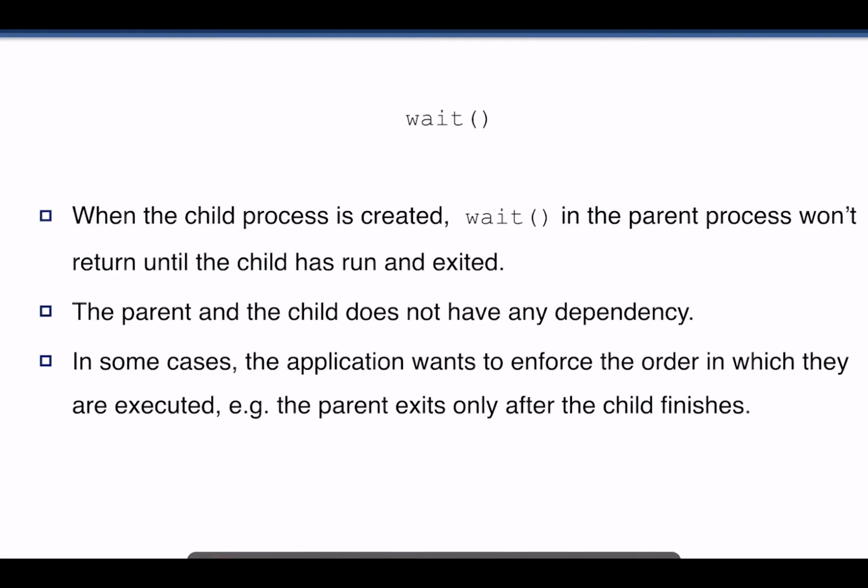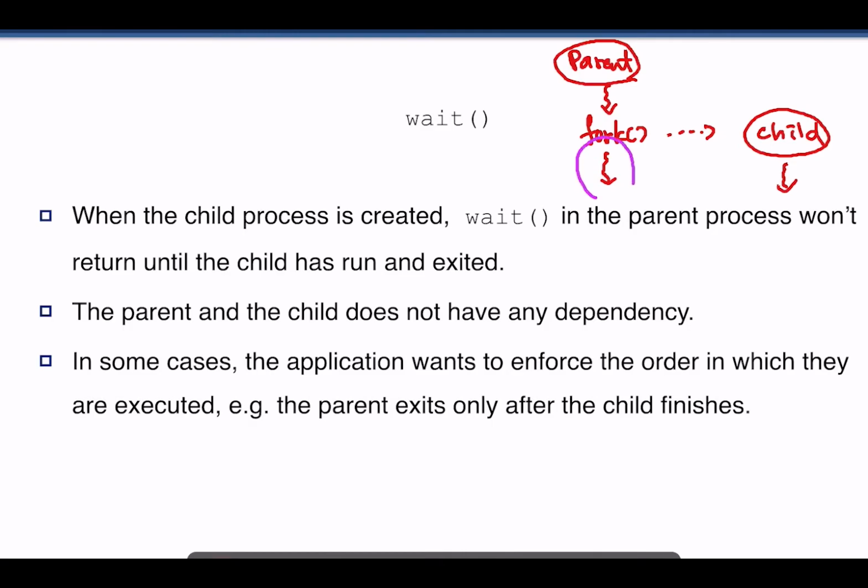Let's say there is a parent process, and in the course of executing its own function, it calls fork. Then at this point, the child process is created. So now there is a parent process and a child process. After calling fork, the parent process proceeds and the child process proceeds. We do not know whether the parent process is executed first or the child process is executed first.